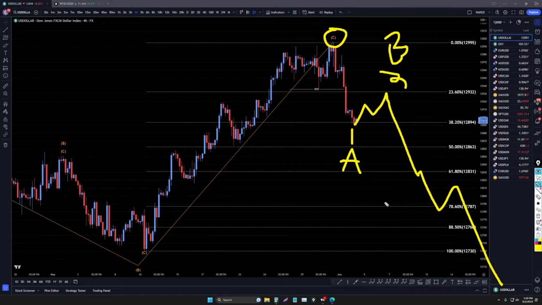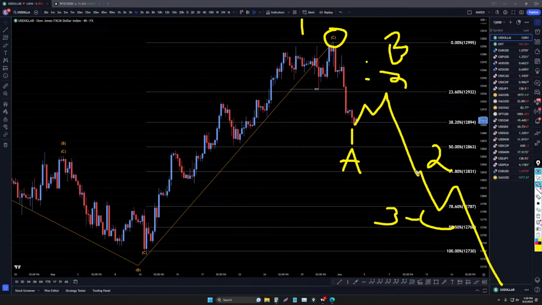So really, at this point in the pattern, it's not that big of a deal whether we know for sure whether this is a 1 and it's making an ABC of 2, or whether it's already ended a correction and it's going to make a 1, 2, and then just keep on going down for a 3, because we're going to trade a wave B just like we would a wave 2. We're going to trade a wave 3 just like we would a wave C.